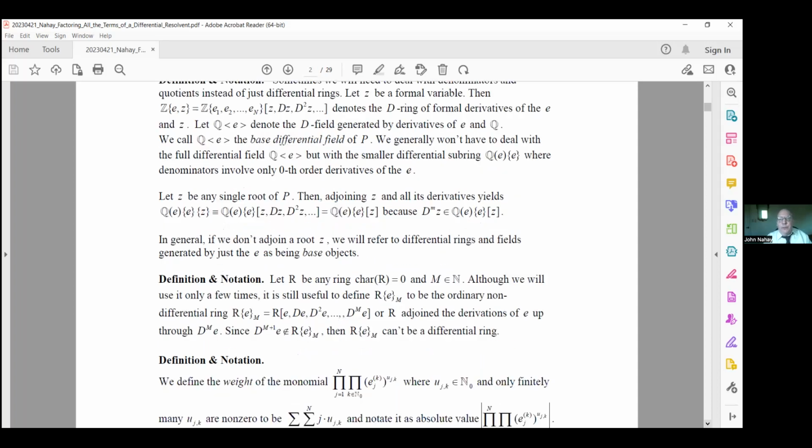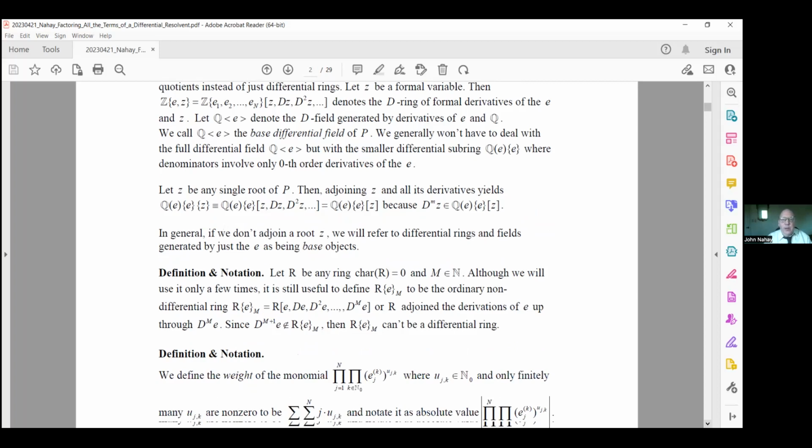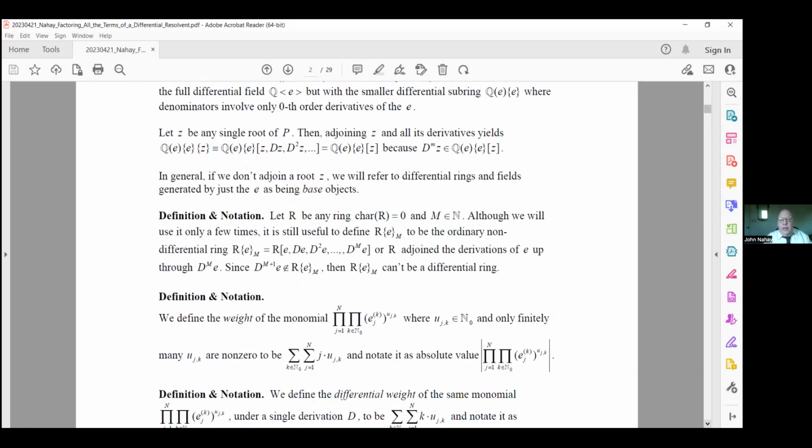So in general, if we don't adjoin a root z to something, we refer to the differential rings and fields generated by just the e as being base objects. So let R be any ring of characteristic 0 and M a positive integer. Although we'll only use it a few times, it's still useful to define R braces e subscript M to be the ordinary non-differential ring of derivatives of e up through Mth order.